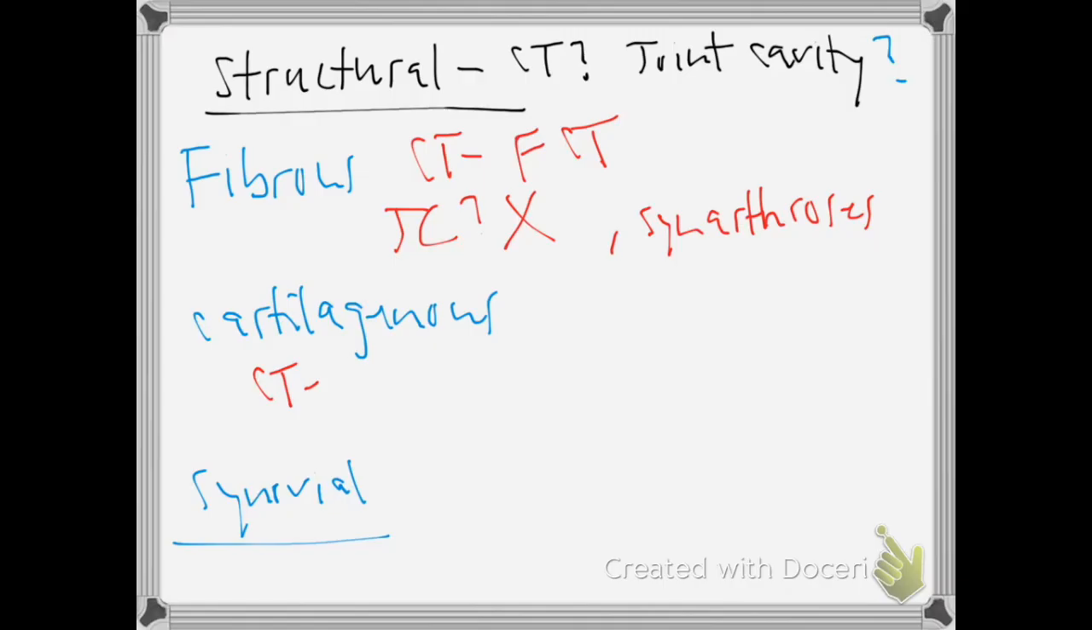Okay, cartilaginous, CT. Remember, 4 classes of connective tissue: bone, blood, cartilage, connective tissue proper. So a cartilaginous joint is going to have cartilage.